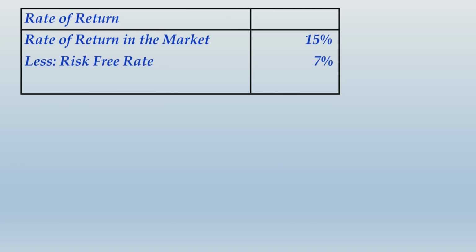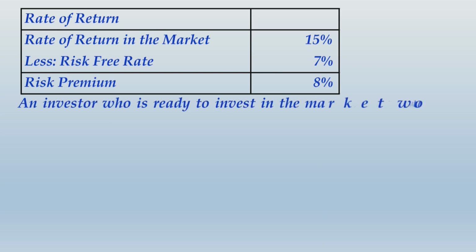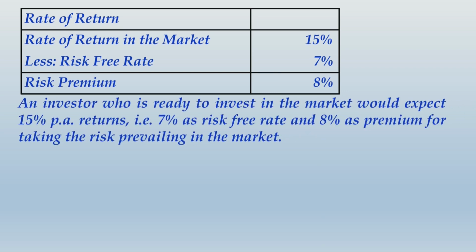In this descriptive solution, we start with the rates of returns information. Starting with the rate of return in the market as 15%, subtract risk-free rate as 7%, you get risk premium of 8%. An investor who is ready to invest in the market would expect 15% per annum returns, that is 7% as risk-free rate and 8% as premium for taking the risk prevailing in the market.